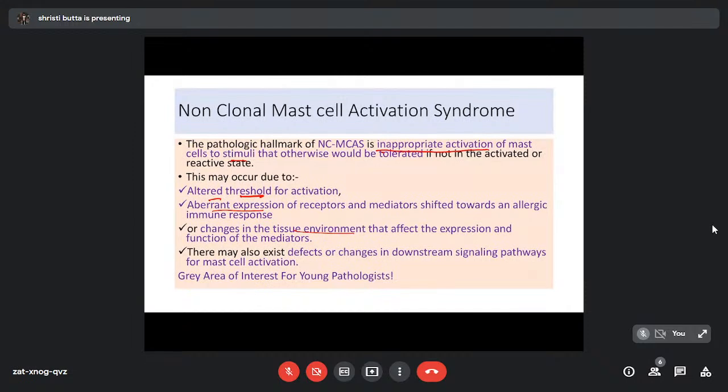There may also exist defects or changes in the downstream signaling pathways for mast cell activation. So finally, we have some key takeaways from today's seminar. We have the first key takeaway.